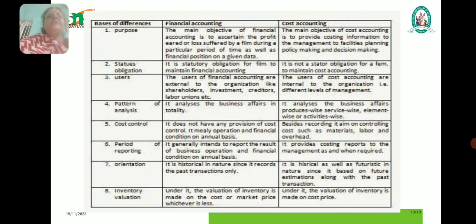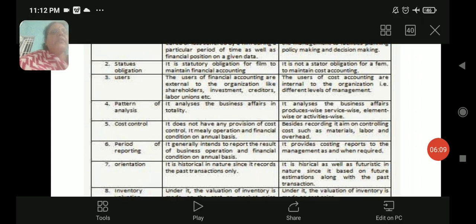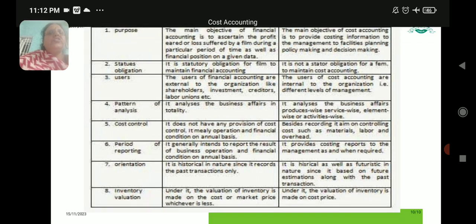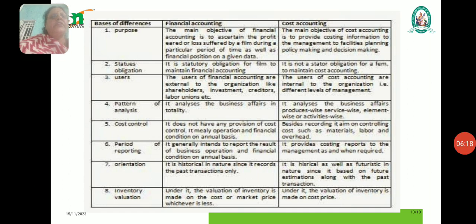Now coming to the difference between financial accounting and cost accounting. So the main purpose of financial accounting is to ascertain profit earned or loss suffered during a particular period of time. The main aim or objective of cost accounting is to provide costing information to management that facilitates decision making. Next one, the statutory obligation to firms is to maintain financial accounting, but the firms need not maintain cost accounting. So the users of financial accounting are the investors, creditors, labor union, and they are all external users. The users of cost accounting are internal to the organization.